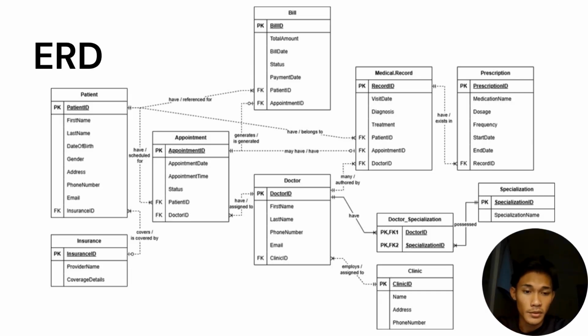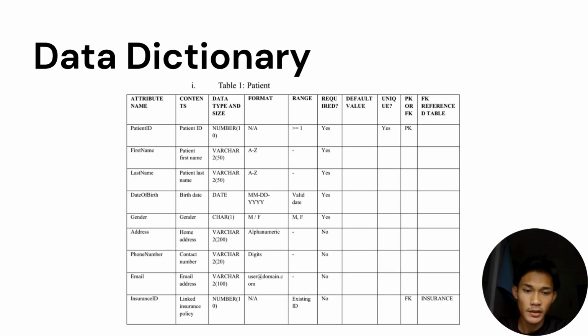So based on all the business rules I've mentioned before, this is the ERD. This ERD contains 10 tables, which includes one bridge table and 9 normal tables. Next part is data dictionary.